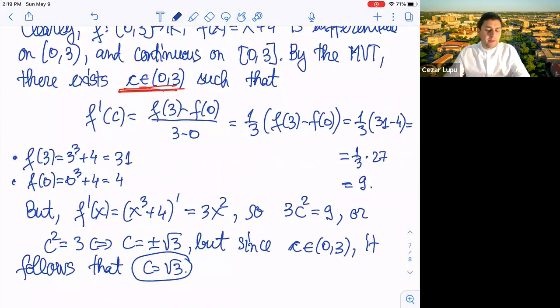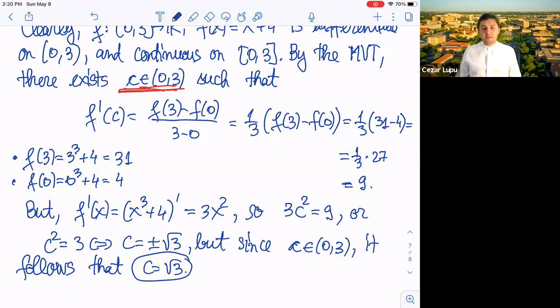And again, you can play around with these. You can take some other functions if you want, whatever function you want, you can invent yourself a function. I don't know, maybe x to the fifth plus 4x plus 5, for example. And pick yourself whatever interval you want, maybe 1, 2. And you can mimic the same argument and solve that.